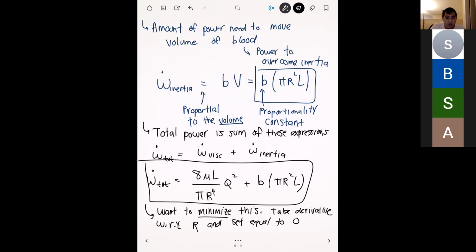Tran, what does that say? Is that derivative work? It's WRT, so that means with respect to. Oh, okay. Yep. Thank you.